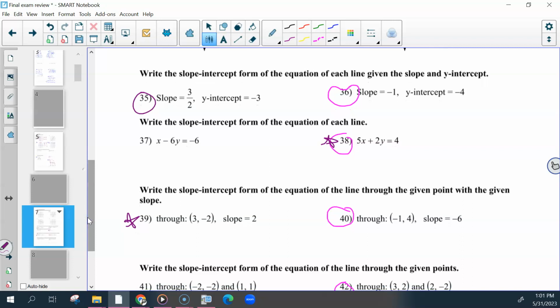So starting with 35, you're given your slope, you're given your y-intercept, so you just have to put those together in your y equals mx plus b format. So how would we write that equation with these two numbers?